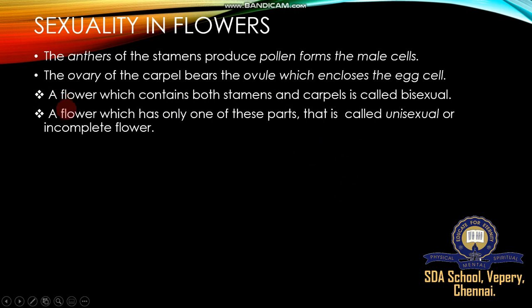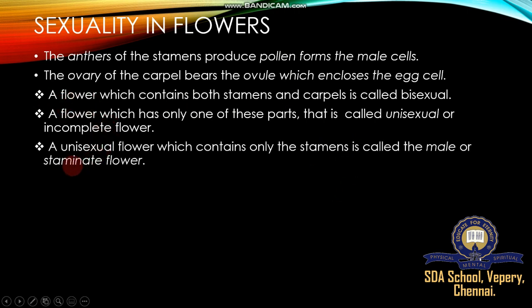Okay, so those plants, for example, staminate flower, pistillate flower. Next is given here. A unisexual flower which contains only the stamens is called a male or staminate flower. Very, very important: bisexuality, unisexuality, and staminate flower. Staminate flower means the flower consists of a calyx, corolla, and androecium or stamen. Okay, it's called staminate flower.